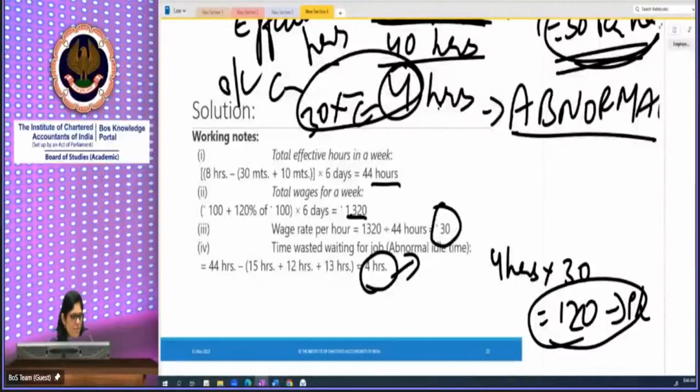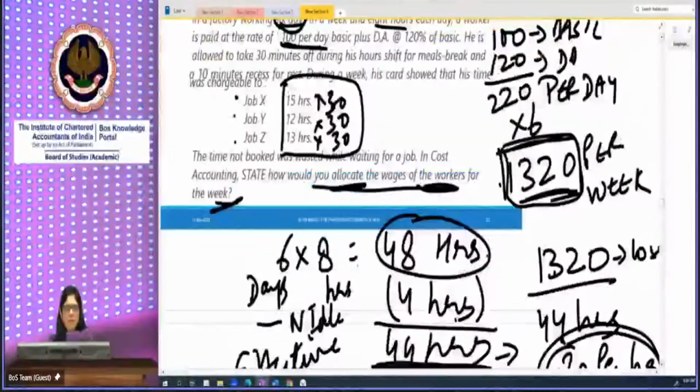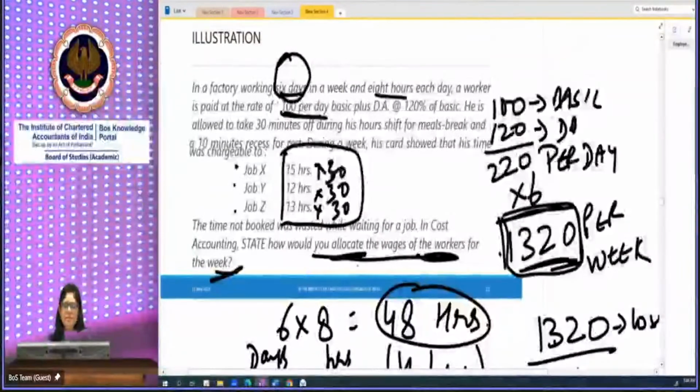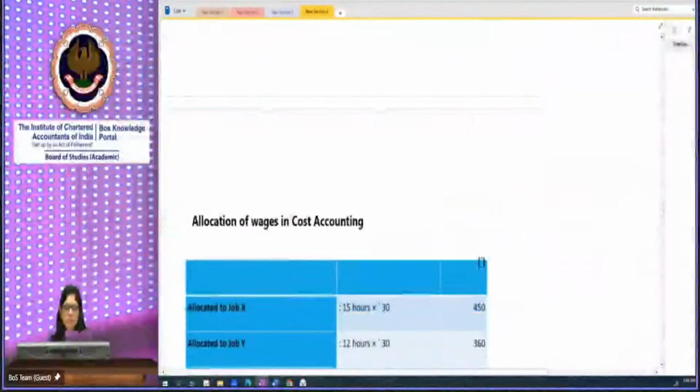Yes, the time wasted while waiting for a job is normal idle time. How is it abnormal idle time? The time not booked was wasted while waiting for a job. So in the question they have taken it as the abnormal idle time, which is not booked. Clear? So this is the presentation of the working note.